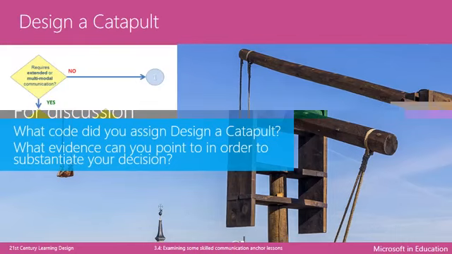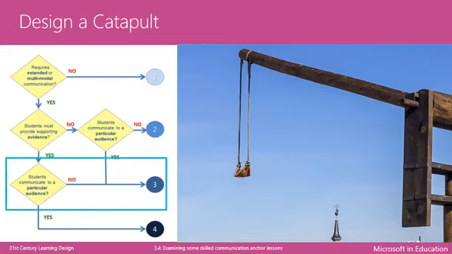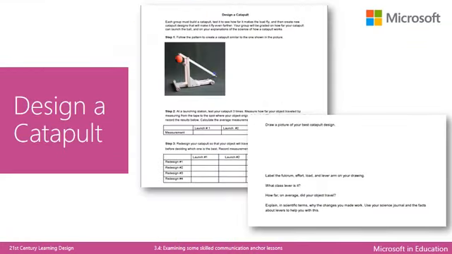The evidence indicates that Design a Catapult is a code 3. Students are required to produce extended communication or multimodal communication, and they are required to provide supporting evidence, as they must explain their idea or support a thesis with facts or examples. But they are not required to design their communication for a particular audience.